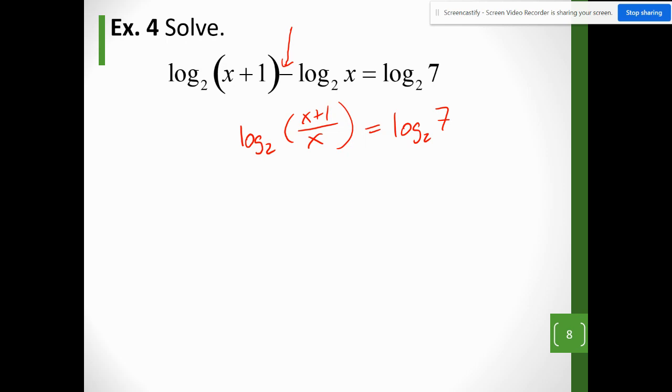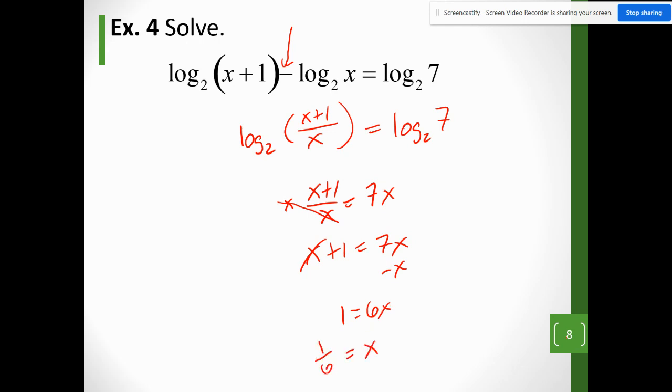I noticed that both sides are log base 2. So I'm just going to call this x plus 1 over x is equal to 7. Let me get rid of fractions. I'm going to multiply both sides by x. So I have that x plus 1 is equal to 7x. Let me subtract an x on each side. So I have that 1 is equal to 6x. So I'm going to say x is equal to 1 over 6.